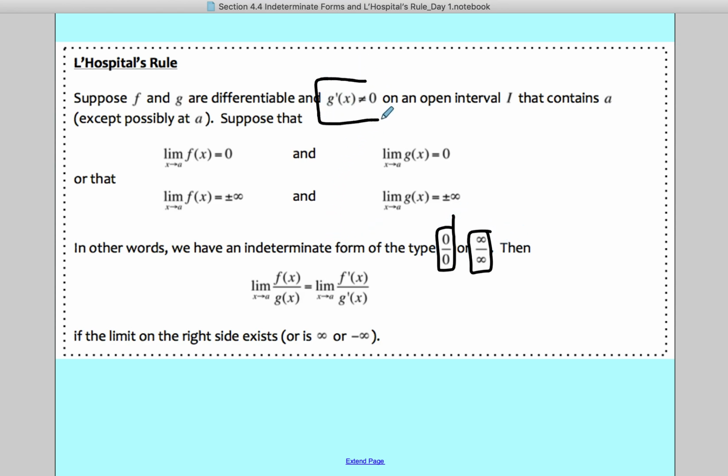Going back to this statement, why can the derivative of g not be 0? See how g is in the denominator? Since it's in the denominator, you cannot have 0 in the denominator.